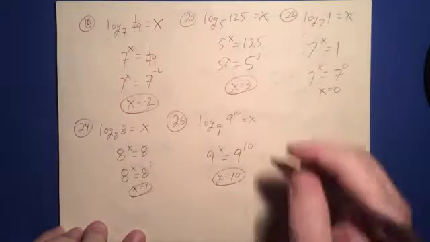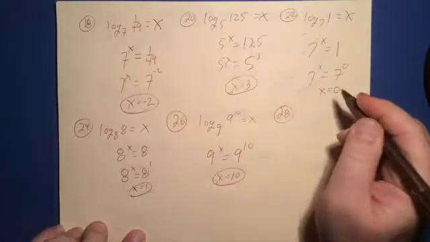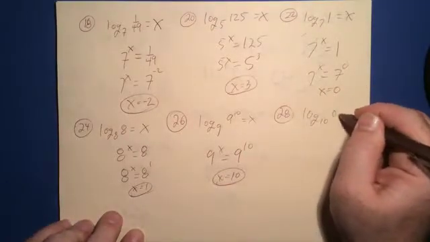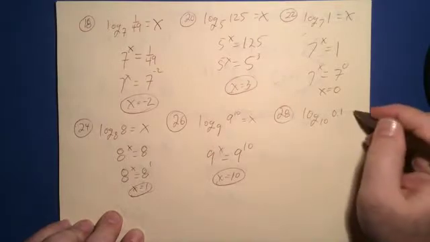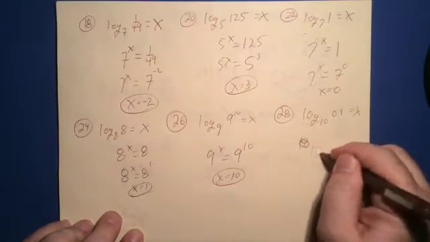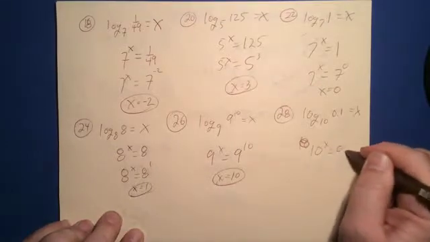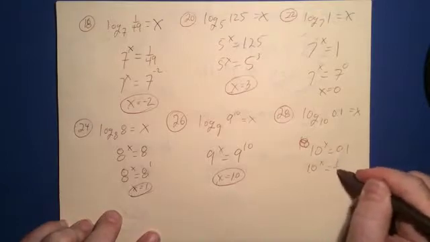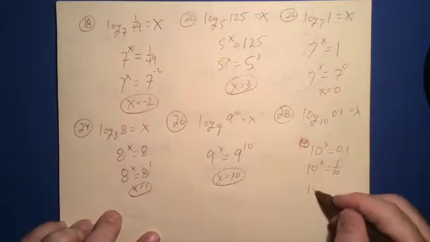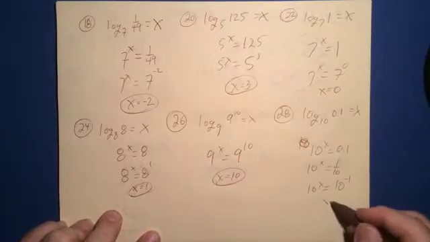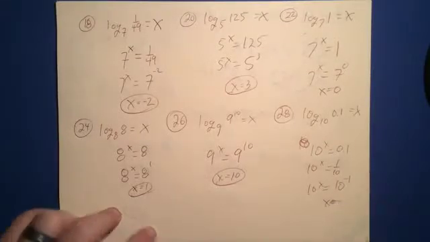Let's take a look at 28 now. This is going to be log base 10 of 0.1. Set that equal to x. Well, 10 to the x is equal to 0.1. Well, that's 1/10, so maybe it'll help to see that as a fraction, because you should recognize that we get 1/10 by taking 10 raised to the negative 1. So x is equal to negative 1.